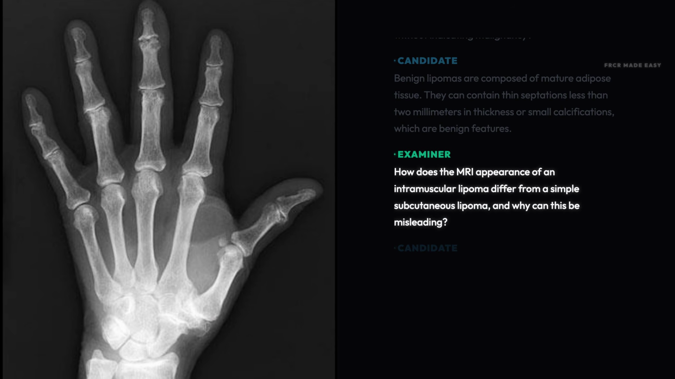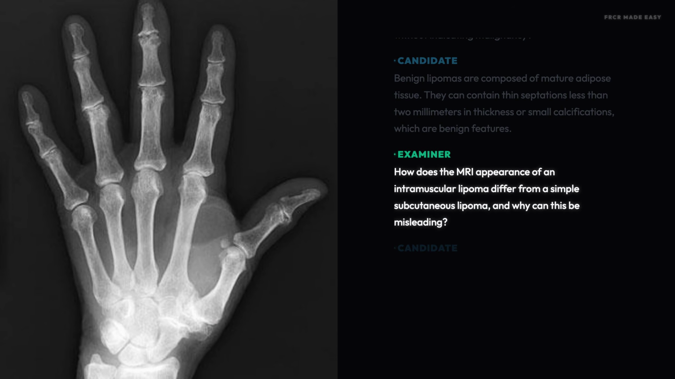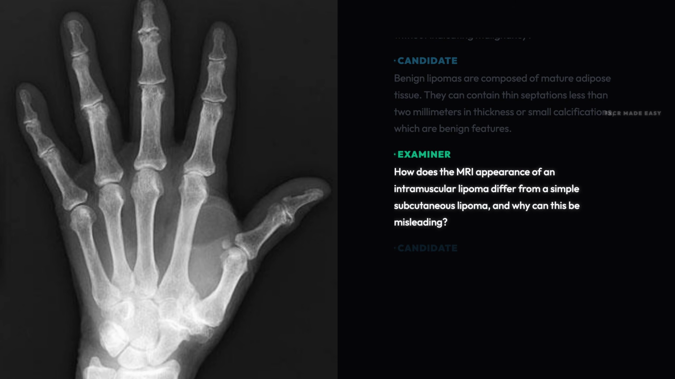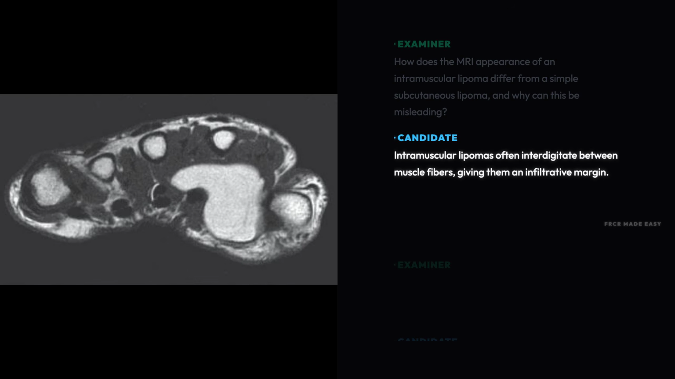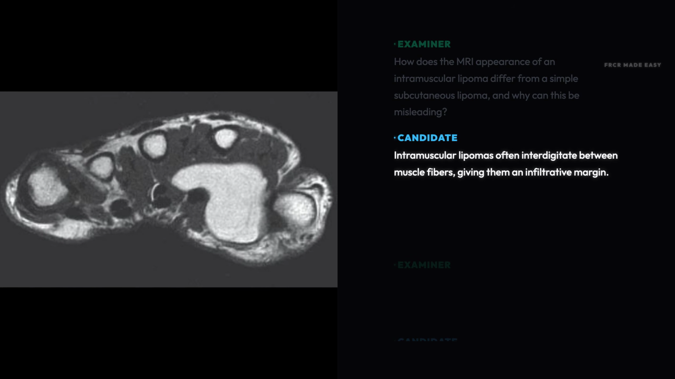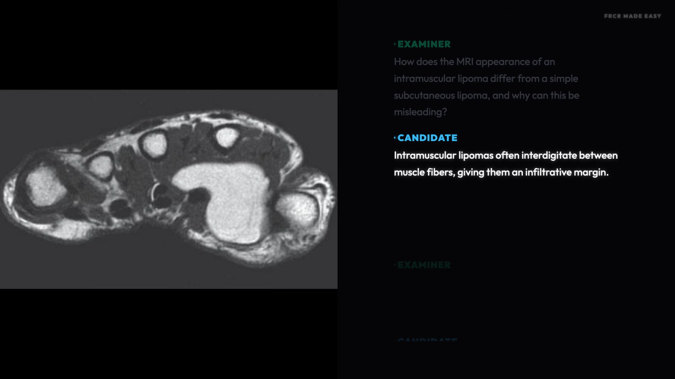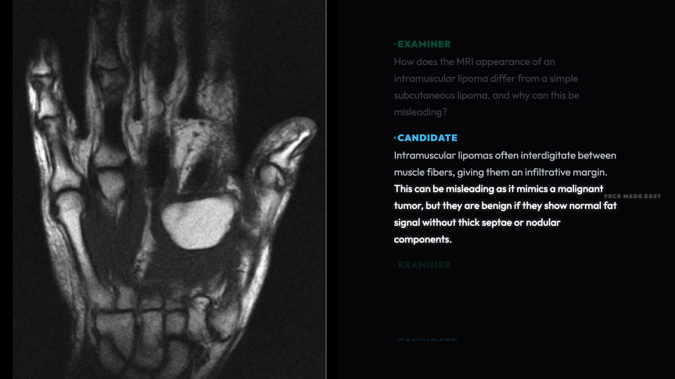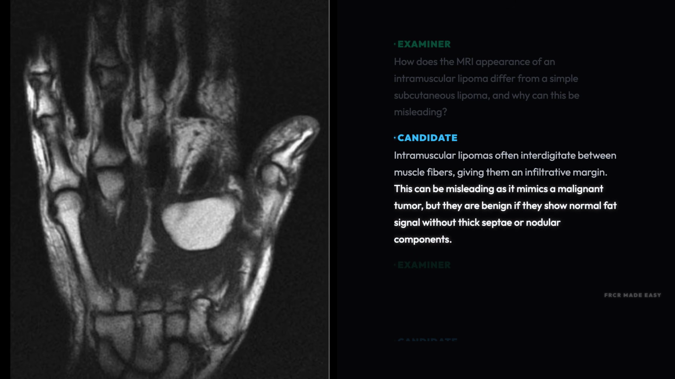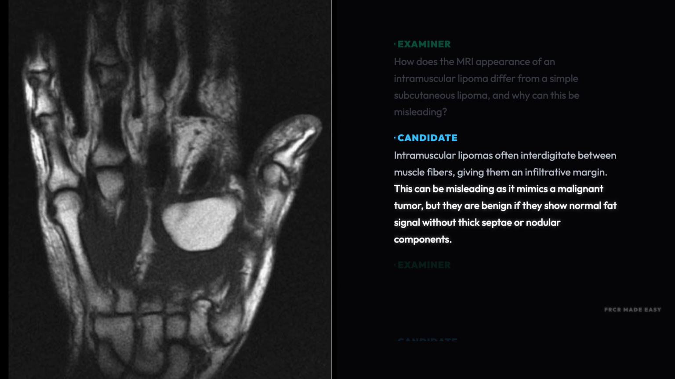How does the magnetic resonance imaging appearance of an intramuscular lipoma differ from a simple subcutaneous lipoma? And why can this be misleading? Intramuscular lipomas often interdigitate between muscle fibers, giving them an infiltrative margin. This can be misleading as it mimics a malignant tumor, but they are benign if they show normal fat signal without thick septae or nodular components.